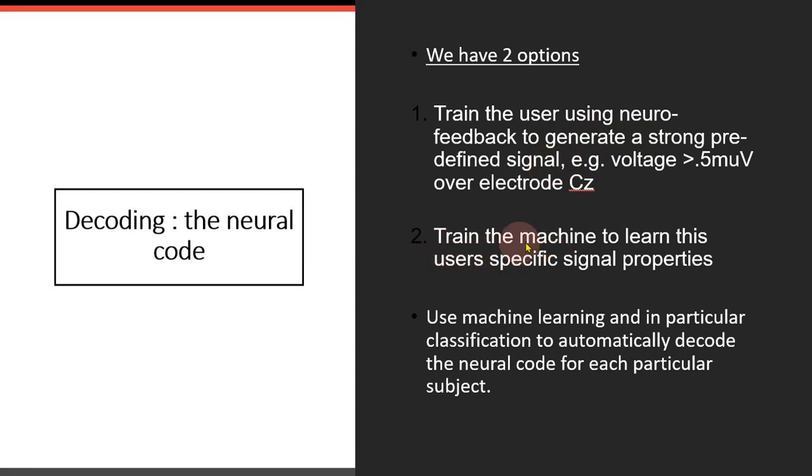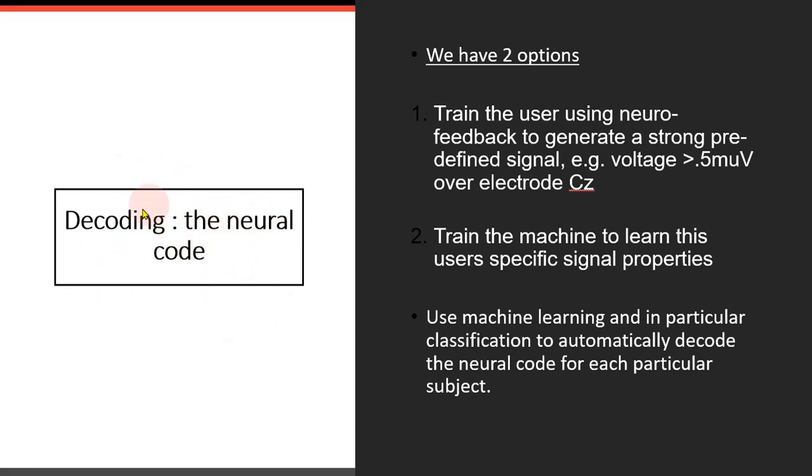The second option is to train the machine to learn user-specific signal properties. So here, given data, we train the machine to learn from data to decode the user's intended mental state. We use machine learning, in particular a classification algorithm, to automatically decode what's called the neural code for each different subject or participant.